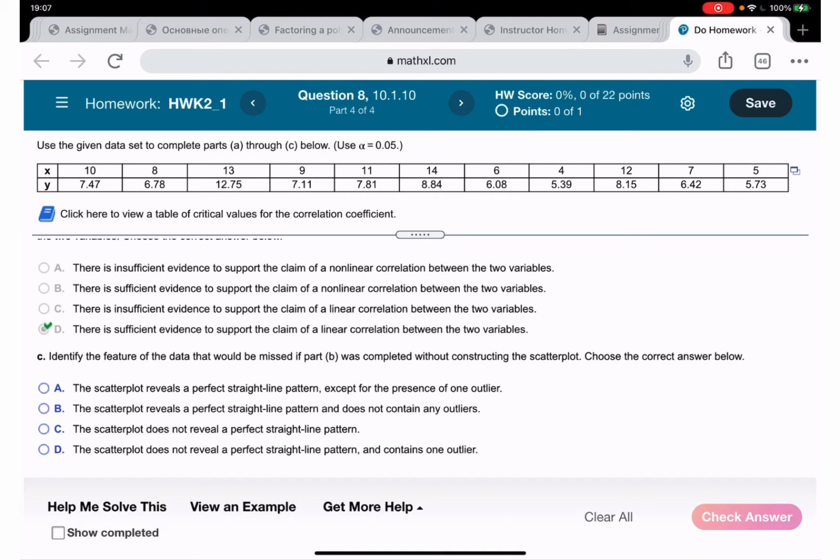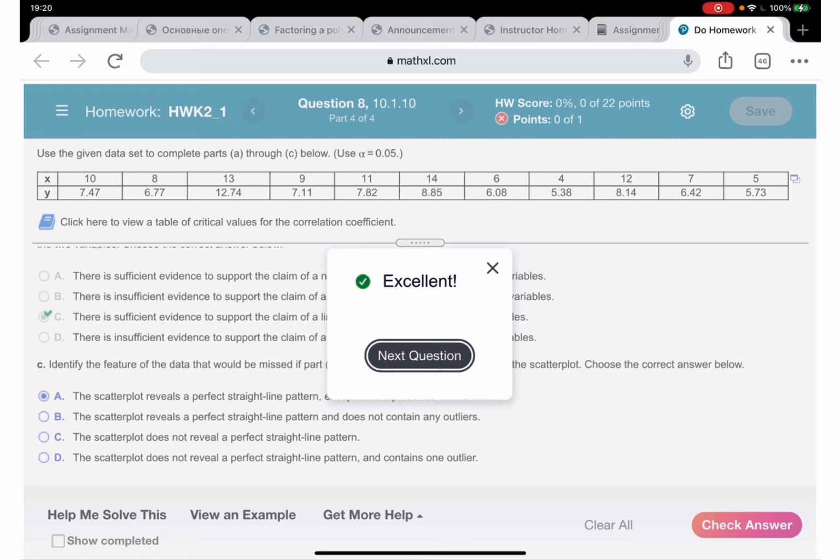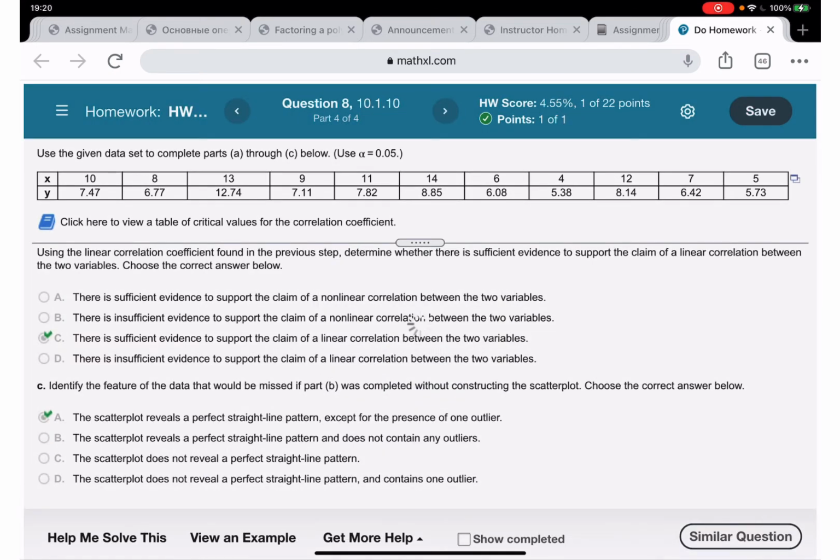Identify the feature of the data that would be missed if part B was completed without constructing the scatter plot. Practically asking, what would be the feature of data if we wouldn't have to go through scatter plot. In this case, the scatter plot reveals the perfect straight line pattern except for the presence of one outlier. Excellent. Moving to next one.